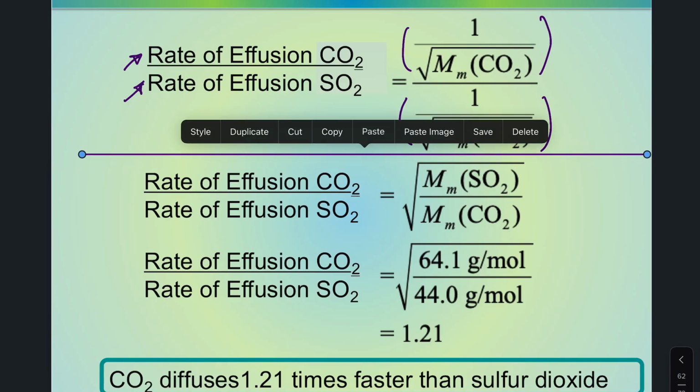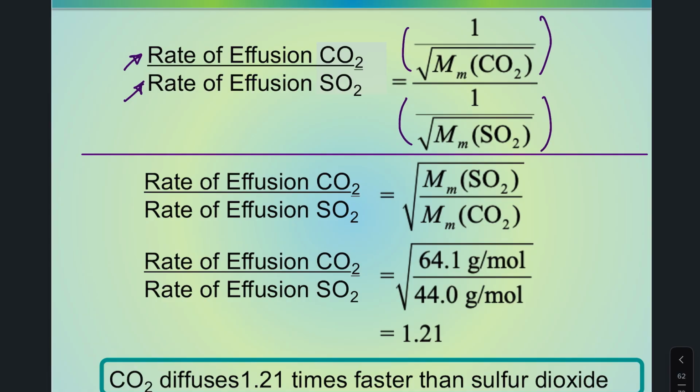So the rate of effusion of 1 over the molar mass of CO2 and 1 over the molar mass of SO2 can then be collapsed into a single equation, where the molar mass of SO2 divided by the molar mass of CO2 and then taken to the 1/2 power, the square root, is going to give you, once we plug in those values, 1.21. Which means that CO2, which was on the top right here, is going to diffuse 1.21 times faster than sulfur dioxide.